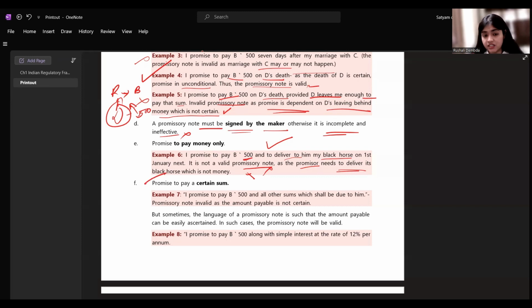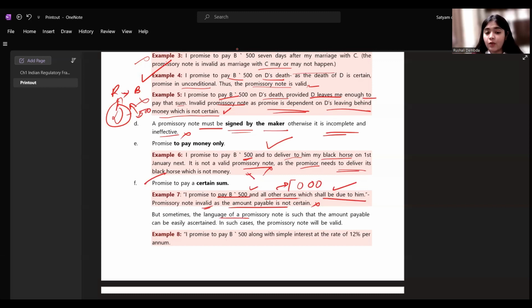Promise to pay a certain sum. You have to mention the amount. You can't say that I'll pay him the money. What money? How much money? You have to mention now. I promise to pay B 500 and all other sums which shall be due to him. Promissory note invalid, as the amount payable is not certain. 500 you are going to pay. All other sum, how much is the sum pending? You need to know. If it is again 1000, so you need to mention it there. Okay, I'll pay 500 and 1000.